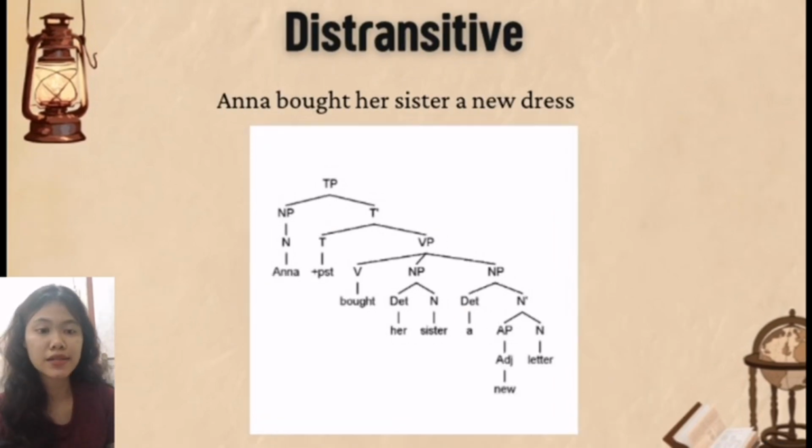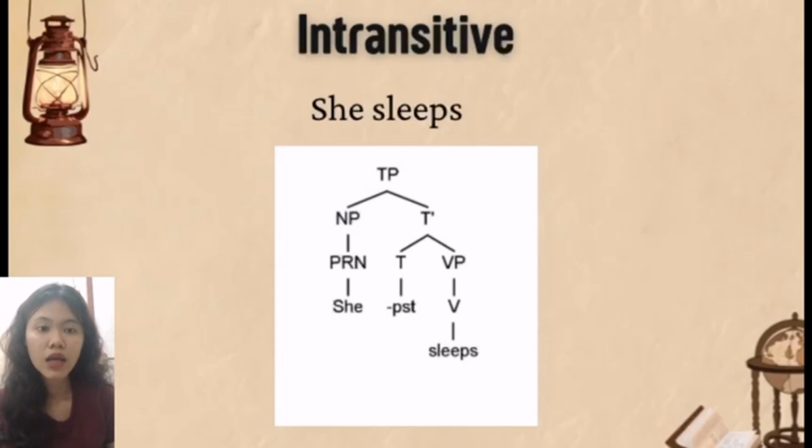And for the second example, Anna bought her sister a new dress. In this tree diagram, Anna is the subject NP. The VP contains the verb bought followed by the indirect object NP her sister and the direct object NP a new dress.